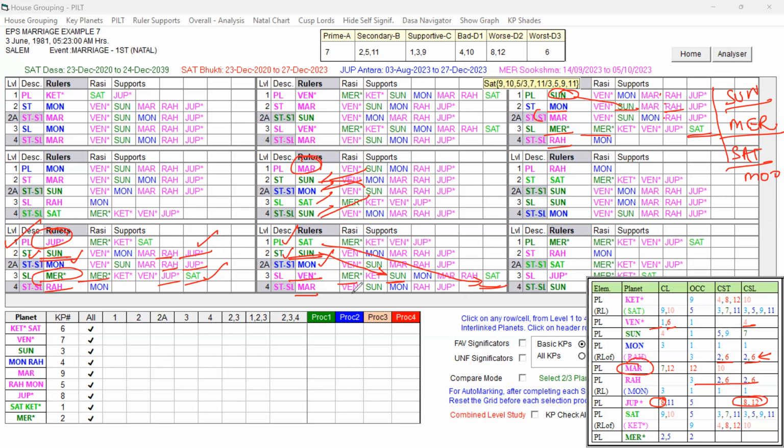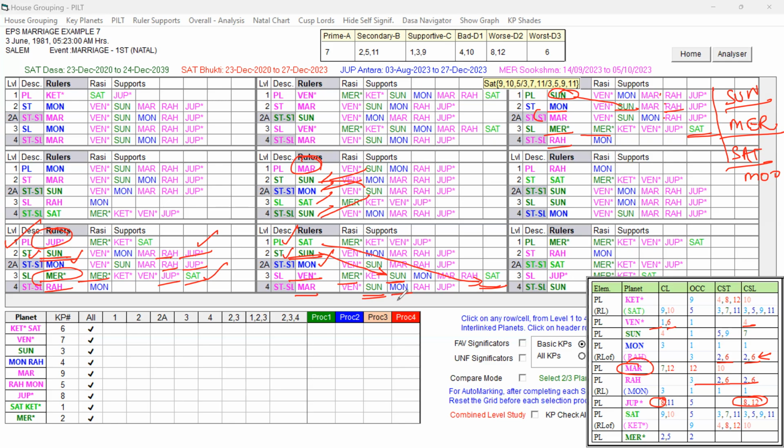That Mars is seventh lord, 12th lord and occupying the 12th house. It is indicating some weakness, but the seventh lord, like the Lagna lord I said, also has Sun in its supports. That is a strong favorable key planet, and Moon also. That way, planet, star level, and 2A level are all forming ruler link to the other levels, and they are all favorable.